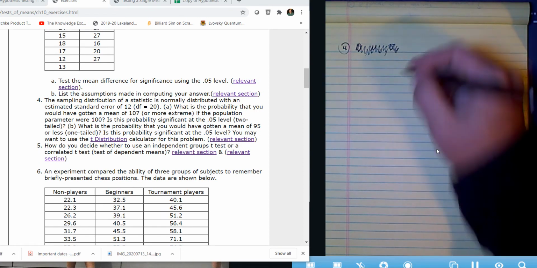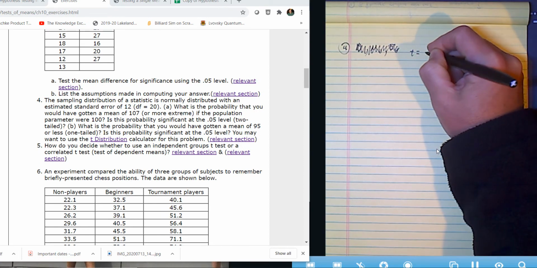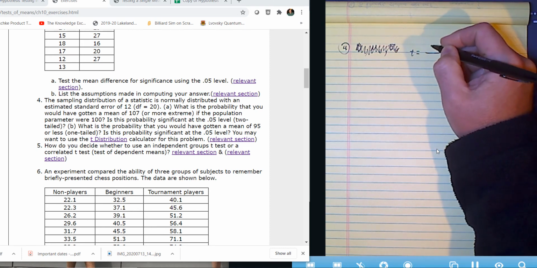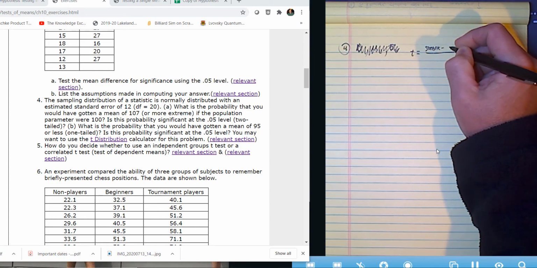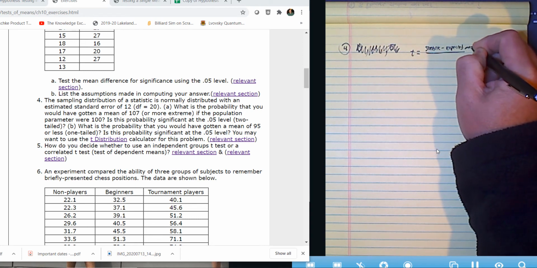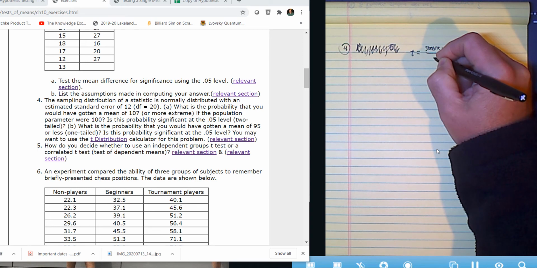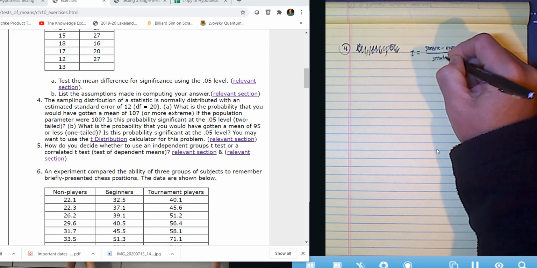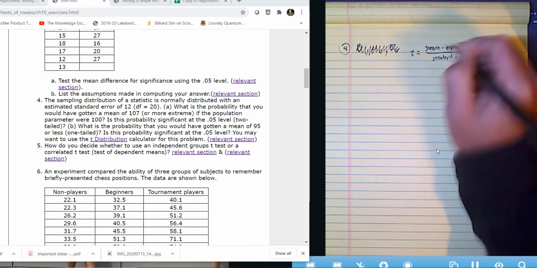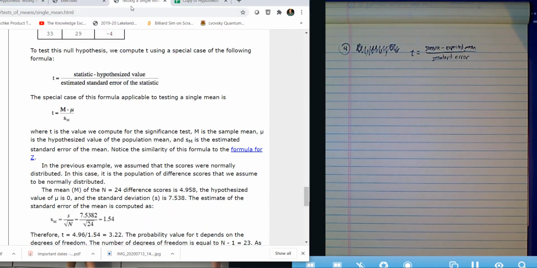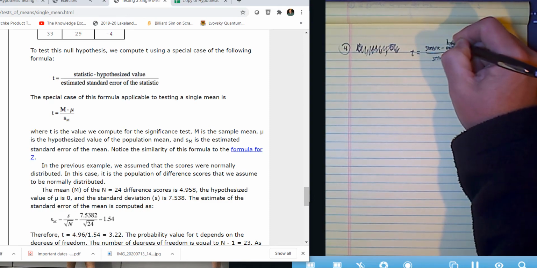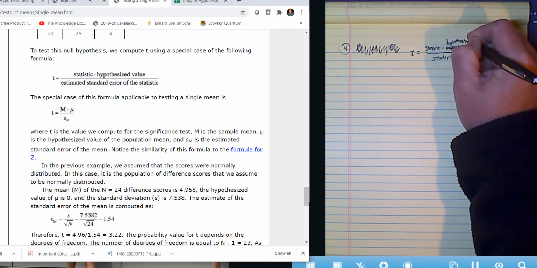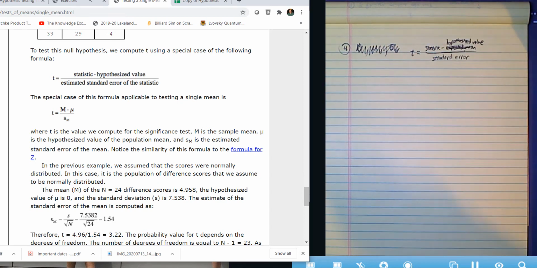So I guess what I want to do here is talk about this formula once again for t. We've said that t is equal to a statistic minus the expected mean of that statistic over the standard error. Again, that's this formula that keeps coming back. I said expected mean, but maybe a better way to say it is hypothesized value.